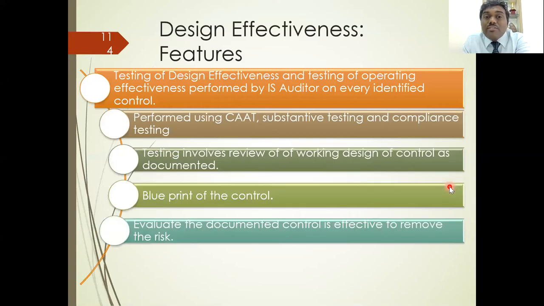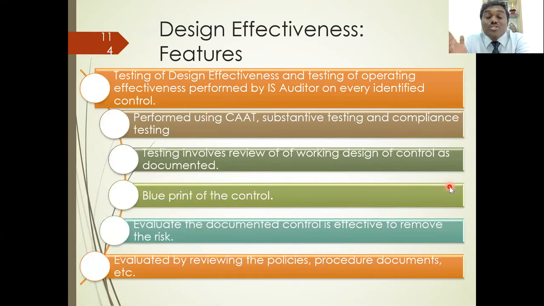Okay, then of course you have design effectiveness. You check whether the building structure is fine or the control structure is fine. If the building structure or the control design itself is a failure, the entire purpose is defeated. So testing of design effectiveness and testing of operating effectiveness is performed by the IS auditor on every identified control. So what does it involve? It's basically a blueprint, more like an architect's view of the diagram. So you understand how it is. And remember, for assessing the effectiveness of design, you always do a walkthrough. I repeat, you always do a walkthrough.